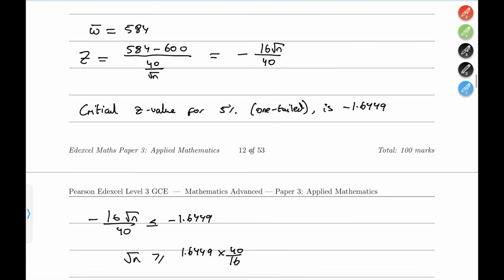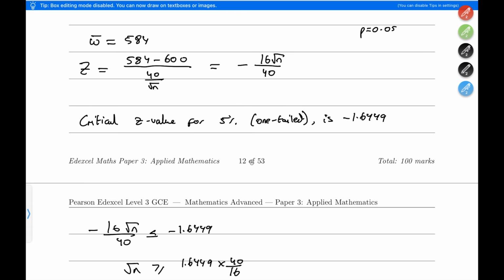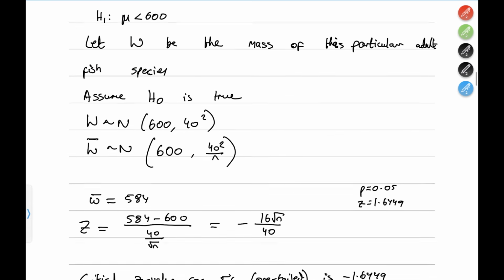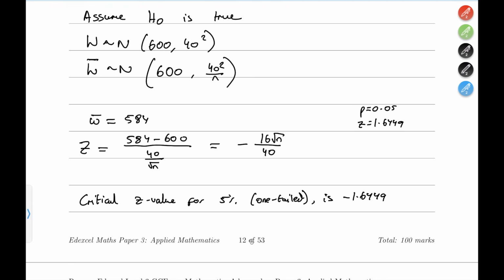So one thing I want to clarify is why did we pick this specific value for the critical value? If you look in your tables, you'll see that for p equals 0.05, the critical value is z equals 1.6449. Because we're doing a one-tailed test, we don't have to split the significance level. And the way it works is we have to follow the sign of our alternative hypothesis. We can see here that mu is less than 600.